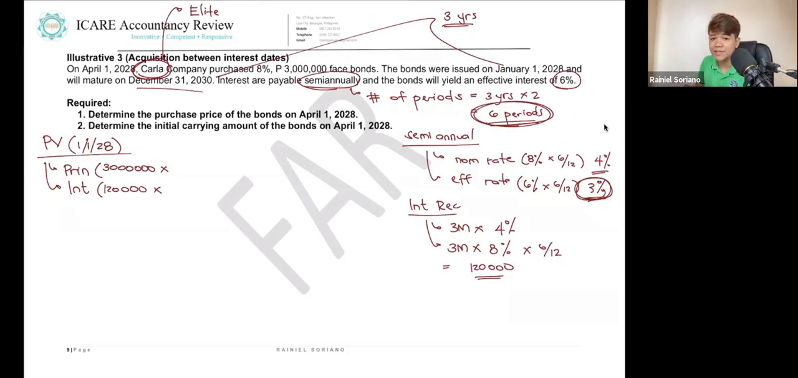Ilan po ang lumalabas? Kindly compute. 0 point. Ilan po? 0 point. Good job, guys. This is 0.8375. Again, this is equal to 0.8375.